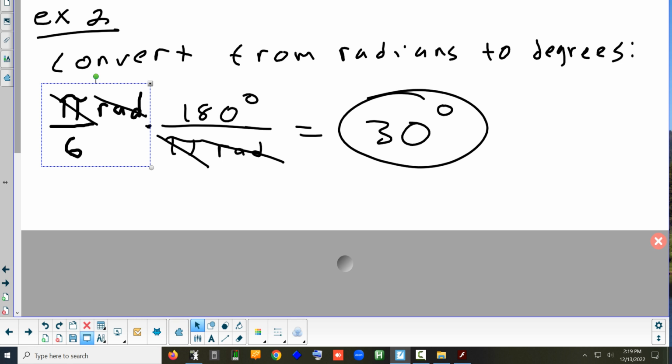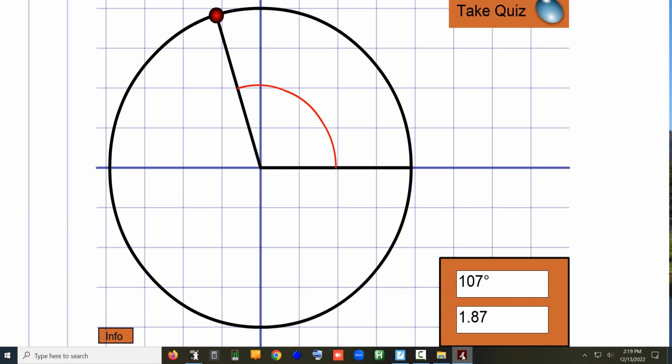Now, I already put the degree symbol, but could I have left the degree symbol off? No, because if I leave it off, what number is that? 30 radians. Okay, if we're talking about angles and you're looking at a number without a label, it's radians. Now it's degrees. And we could just try it real quick here. Let's go to 30. There you go. 30 degrees is pi over 6.